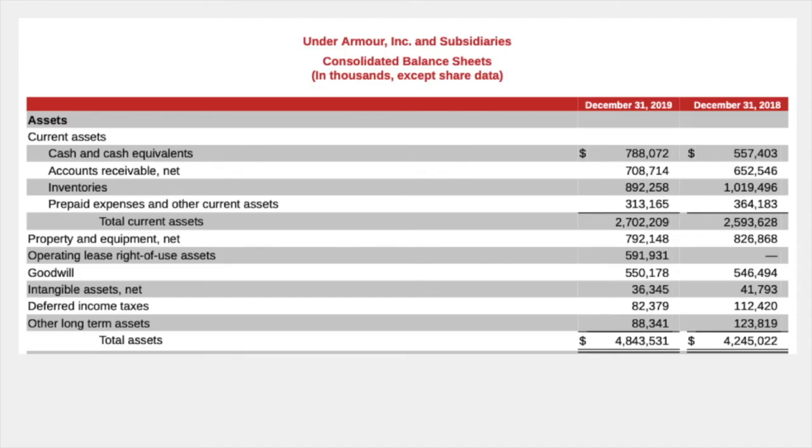So Under Armour's balance sheet here for the last year, December 31st, 2019 to December 31st, 2018, shows us accounts receivable net. So on this balance sheet, which is in thousands, Under Armour's customers owed them $708 million at the end of last year and $652 million at the end of the year before. These numbers are net, meaning that they are net of the allowance for doubtful accounts. So the numbers they're presenting here are the numbers that they believe they will collect from their customers.